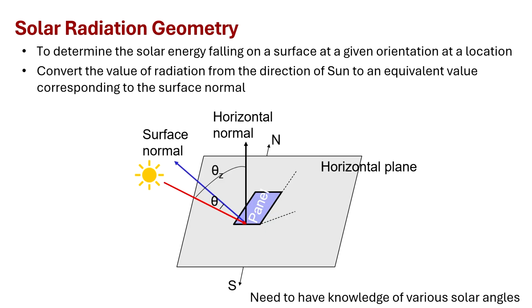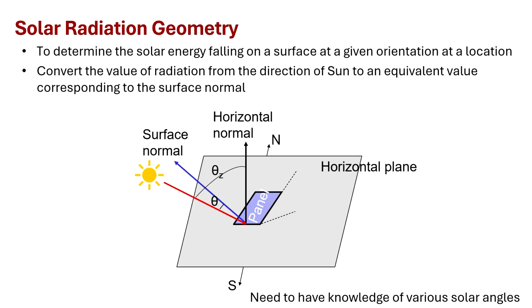So today we look at what we call solar radiation geometry, and this is essential to understand, to determine the solar energy that falls on a given surface of a particular orientation at a given location. Let's say your location is Bombay, and your solar panel is at, let's say, 45 degrees with respect to the horizontal. What is the amount of solar energy that will fall on a given surface? That is the idea of this exercise, to calculate that energy.